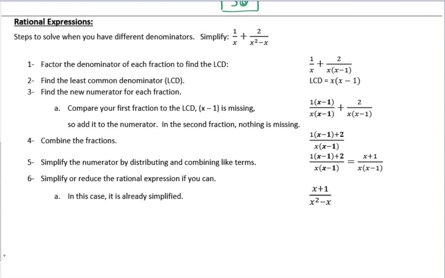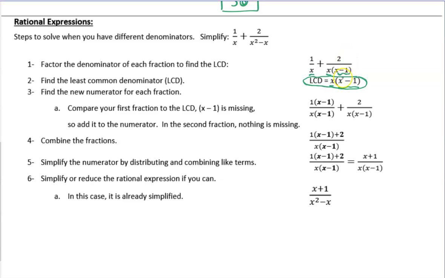Here's an example before we do one ourselves. So the steps when you have different denominators, okay? The example given here is 1 over x plus 2 over x squared minus x. The first thing we have to do is factor each denominator of each fraction. X just stays x, but x squared minus x, you can factor out an x, so it becomes x times x minus 1. So see how they both share an x, so that is included in our least common denominator. And then this piece had the x minus 1, so that's the other piece. So our least common denominator is x times x minus 1.